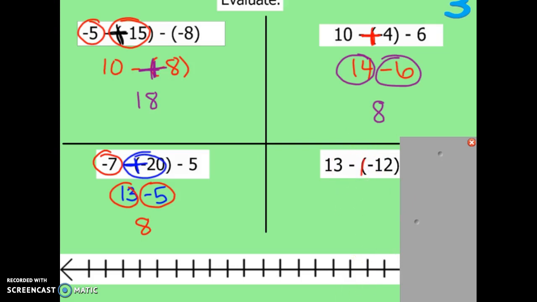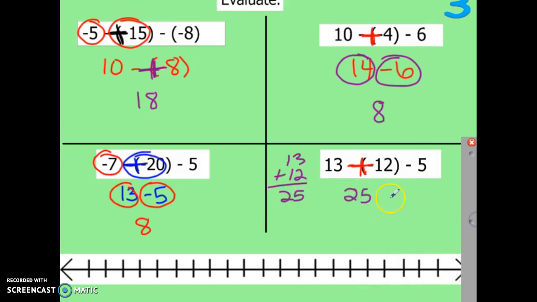Here we go again. I'm getting ahead of myself. The opposite of a negative is going to give us a positive. So we have 13 plus 12. Well, they're all positives. So if you need to add them up this way, you should get 25. And they're all positive, so it stays positive. And then just minus 5, and 25 take away 5 is just 20. If you need to use a number line, make sure you always start at 0. And if it's positive, move to the right. If you have a negative number, move to the left.